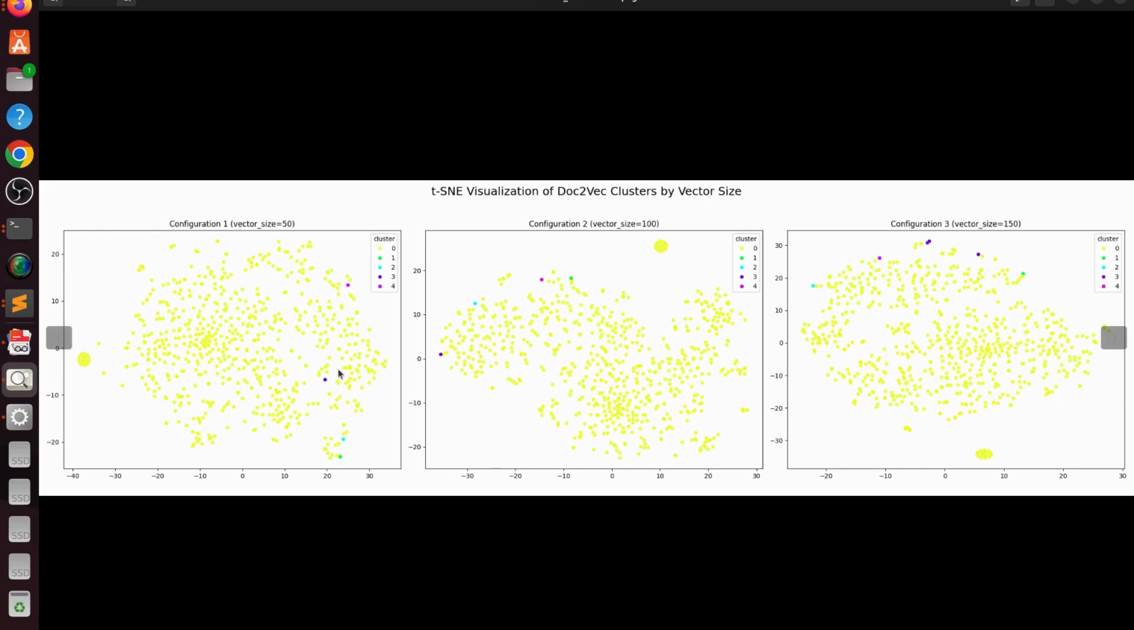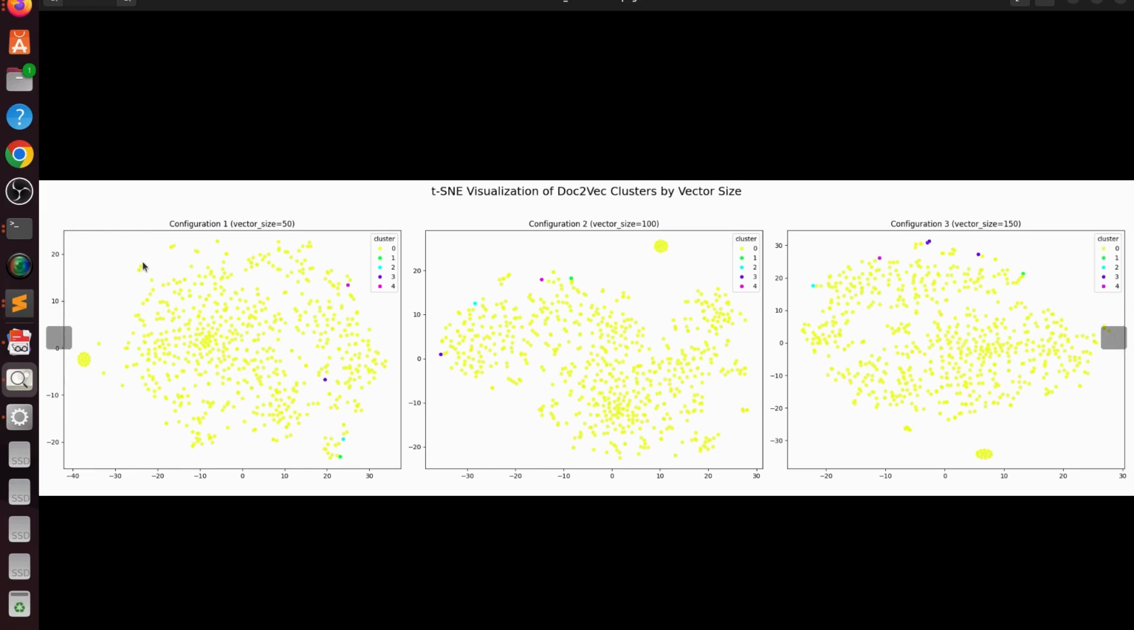On the left, for the model with vector size 50, the results are a bit messy. The colors, which represent different clusters, are heavily mixed, and there are no clear boundaries. The model with 100 dimensions in the middle is slightly better, but it still shows significant overlap. But finally, the model with 150 dimensions. Here we can see clear, distinct groupings of color. The clusters are far more separated, which suggests that this model is much better. It essentially did a much better job at separating our documents into unique topics.